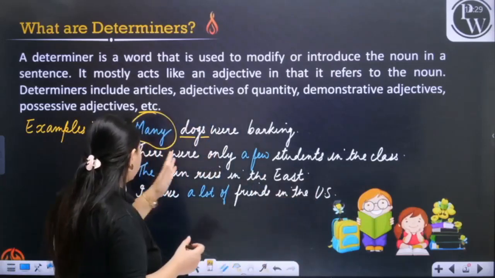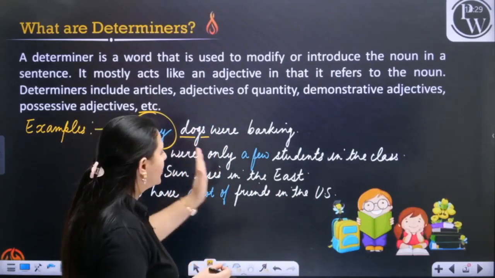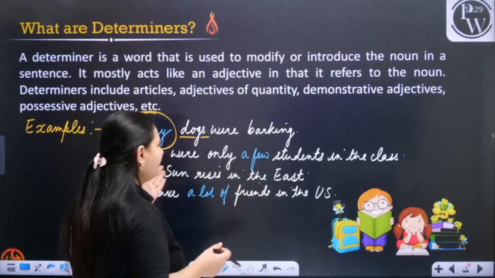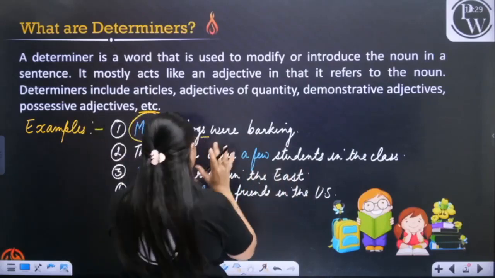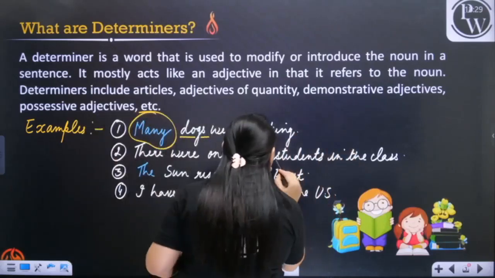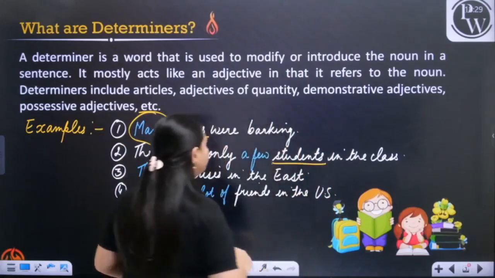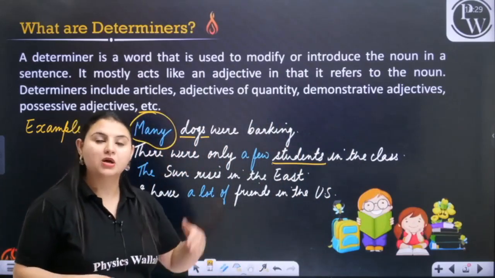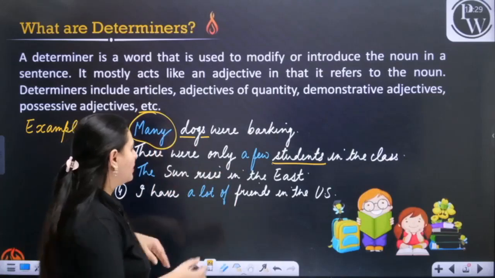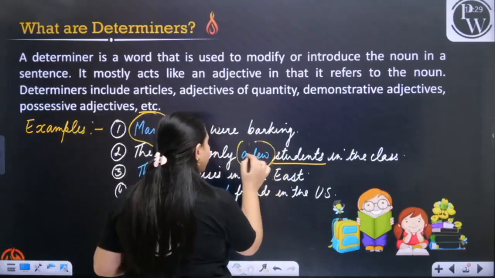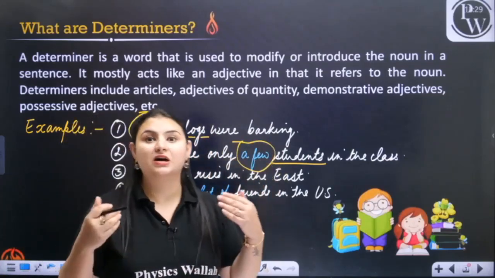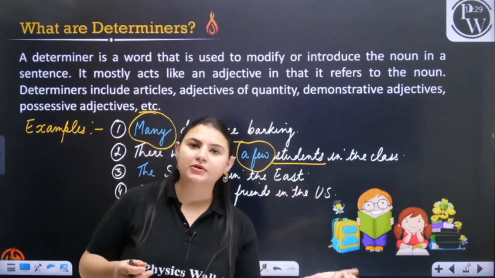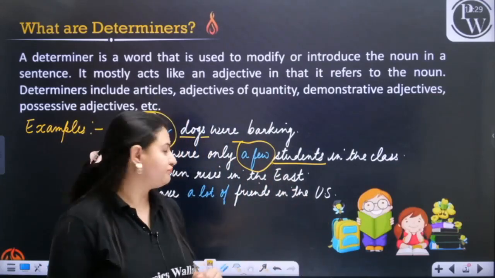In the next example, "There were only a few students left in the class." Students here is a noun. What is "a few" telling us about the students? It is again telling us the quantity of the noun.